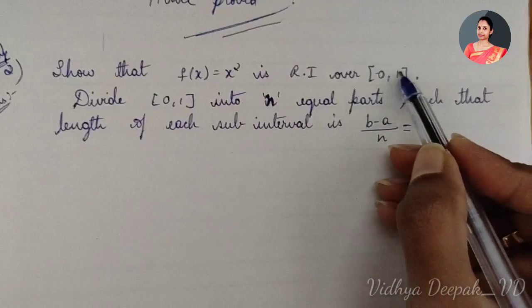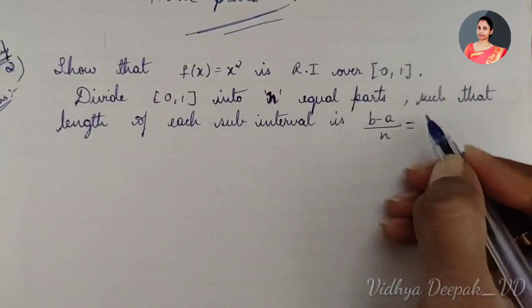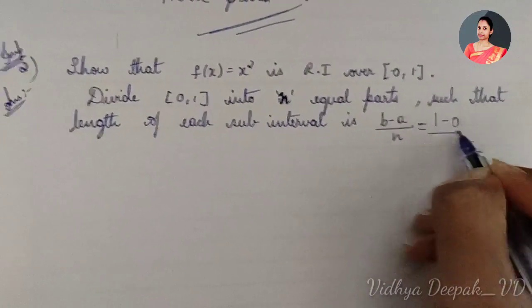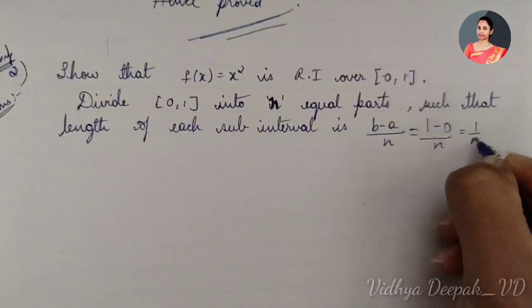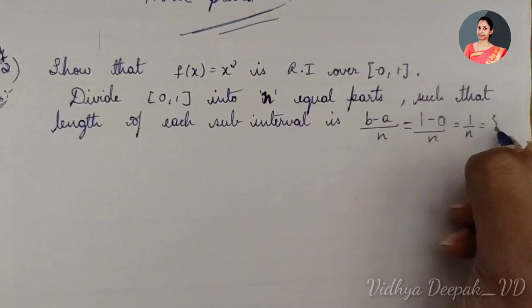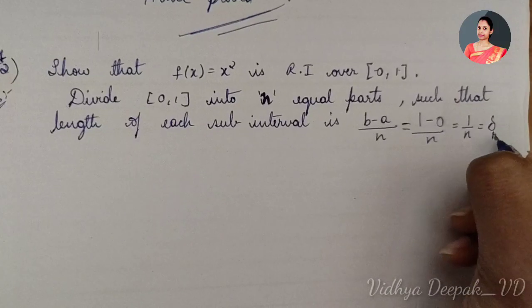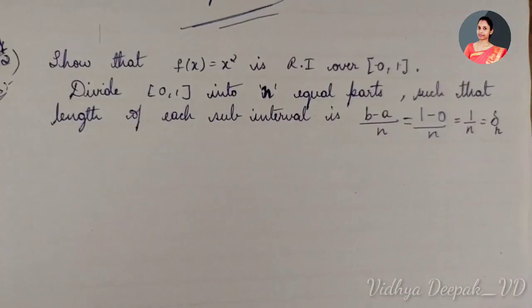So what will be b minus a by n? This is a, this is b. That means b minus a by n will be 1 minus 0 divided by n. That is nothing but 1 by n. So I will take it to be delta r.